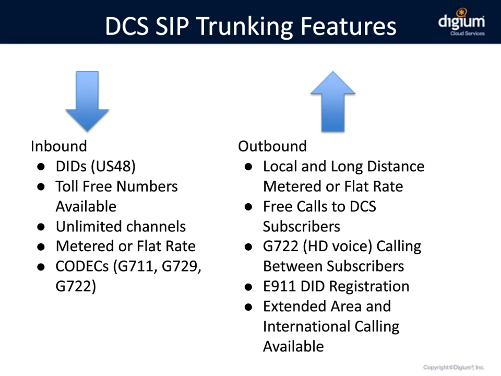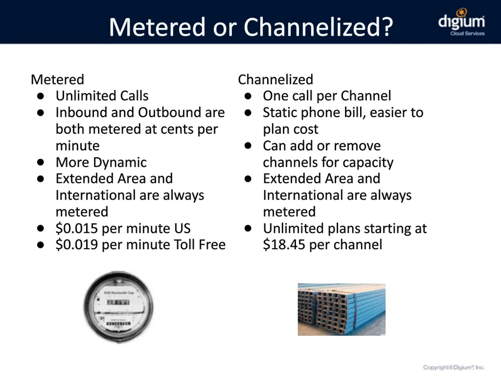We talked a little bit, throughout, about different plans, metered and Channelized. Metered, of course, is just the ability to make unlimited calls. I can pick up the phone and I know it's going to make that call, because I'm not paying for a certain number of channels or a limited amount of calls. I just pay per minute. With Digium SIP trunking, it's $1.50 per minute for US and $0.19 for toll-free.